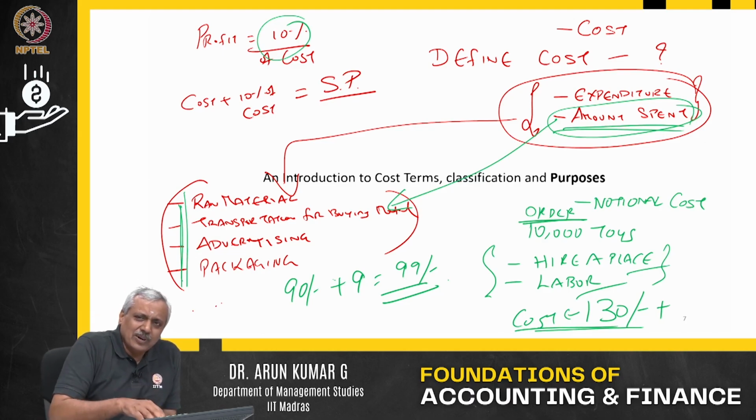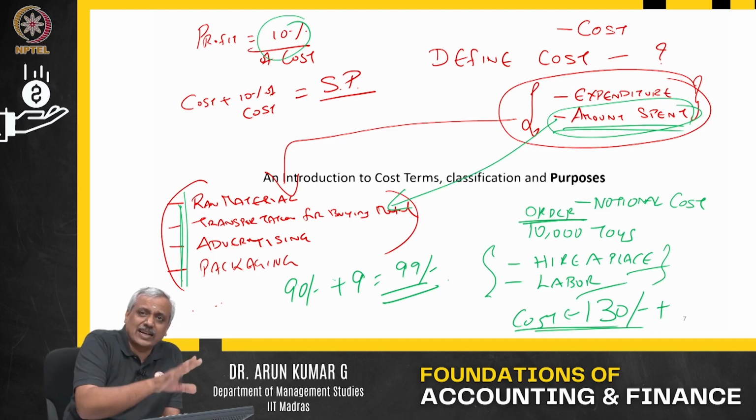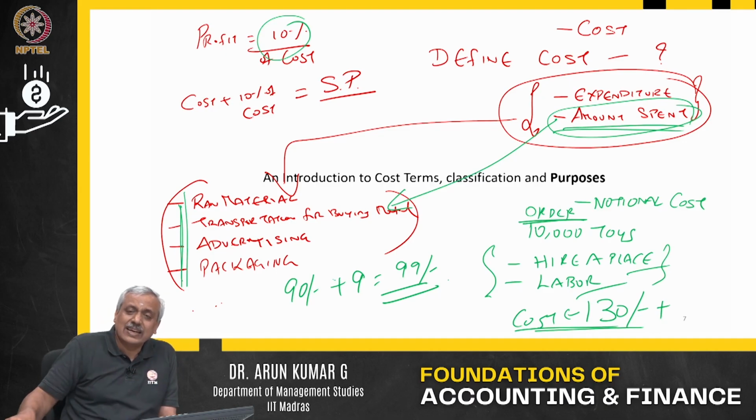So, what did I do? I calculated the cost, added a markup and fixed a price at 99. But did I include all the cost? No, I included only such cost where cash outflow has occurred. You know what is a cash outflow? I incurred only such cost where cash outflow has occurred.